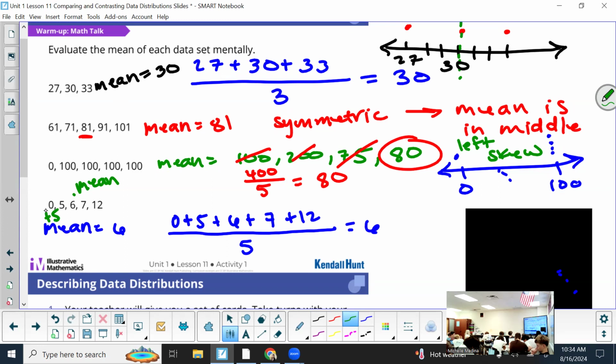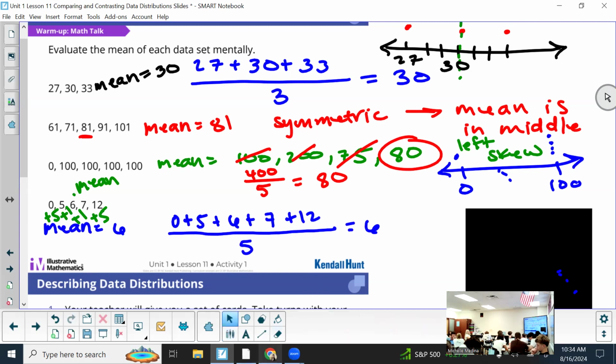So 0 is 5 away from 5, right? How far is 5 from 6? How far is 6 from 7? How far is 7 from 12? 5. So if I did put it on a dot plot, it would be evenly spaced out with 6 being in the middle. So then by default, that would be my mean. But like always, you could do the math, and as long as you get the right answer at the end of the day, it's all we care about. So any questions on that?